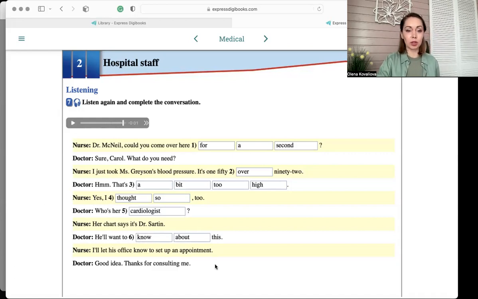And let's pay attention to some very nice words. Set up an appointment. We can set up an alarm in our clock or mobile phone. We set alarms, and likewise we set up an appointment if we book a patient. And "good idea, thank you for consulting me" is a thank-you at the end for the consultation.